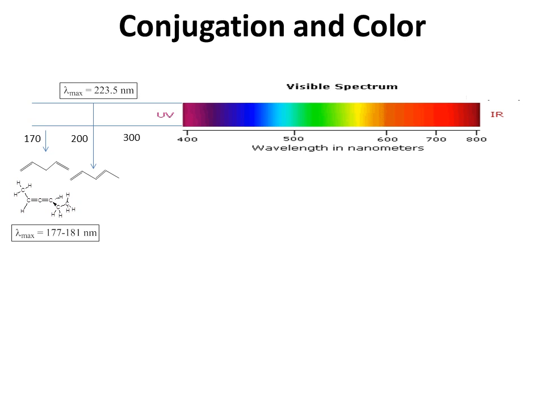Put four p orbitals in conjugation with each other, and now we've increased the lambda max to 223.5 nanometers. Add another 4 p orbitals, so now we're up to 8 p orbitals in conjugation, and now our lambda max is up to 302 nanometers, getting closer to the visible region of the spectrum.